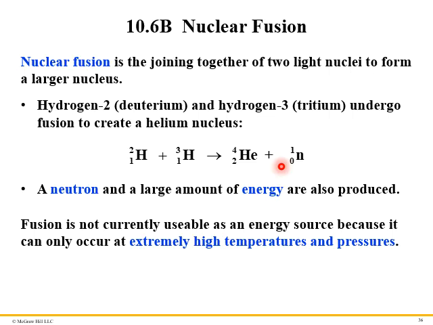A neutron and a large amount of energy are also produced. Fusion is not currently usable as an energy source because it only happens at very, very high temperatures and pressure. So for these two to combine, you need to force them, right? They don't want to combine because they're not really that unstable, and it needs a lot of energy for this process to happen. And if you're using a lot of energy, you need to be able to recoup all of that energy plus some more, right, in order for it to be cost effective. Right now it's just not.